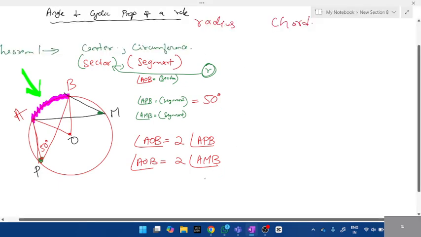Okay, there is even another formula. Theorem 2. What is theorem 2, students? Can you tell me theorem 2? Two segments are on the same arc. Will they be equal or unequal if two segments are on the same arc? Equal. So these two are correct. You can write even the second theorem. You can write angle APB is equals to angle AMB. Same arc, two different segments.